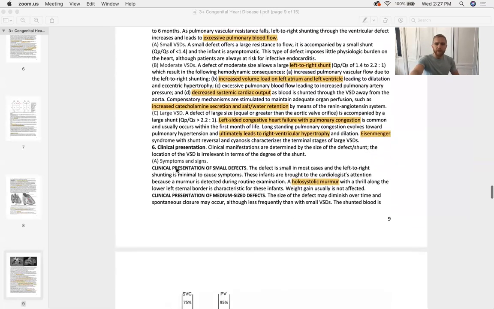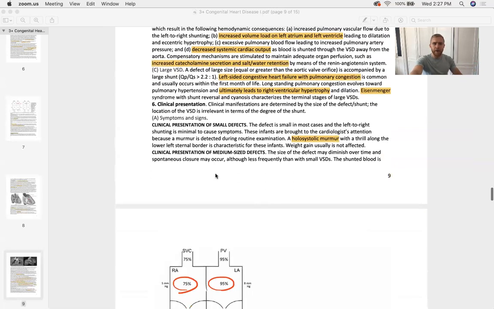So going into a VSD, the bottom of page 9 here is where it mentions that clinical manifestations are determined by the size of the shunt, and the location of the VSD is irrelevant in terms of the degree of the shunt. So use that to guide your studying. Small defects present with a holosystolic murmur, which is the same thing as a pansystolic murmur, which means that for the entire duration of systole, you're hearing a heart sound.